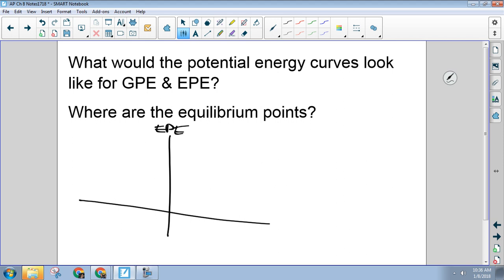Notice with a spring, your x can be either positive or negative, depending on whether you stretch or squish it. Well, remember, EP is just 1/2 k times x squared, right? So it's just a parabola.